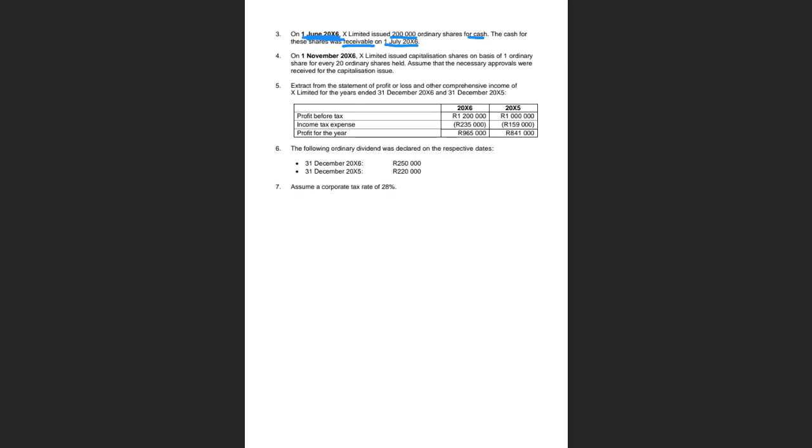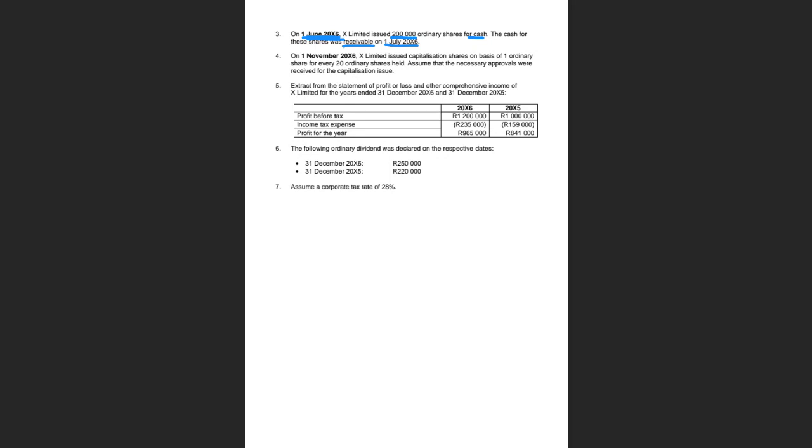Okay, so how many months do we need to weight it for? We need to weight it for 6 out of 12, not 7 out of 12, because the issuing of the shares is an administrative process, right? Issuing the shares, preparing the share certificate, sending it out to the shareholders, that's all administrative. The important part for us is, when did we have access to the capital? And we had access on 1 July. So that's the date that we're going to weight it from.